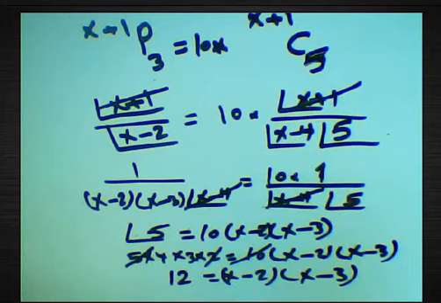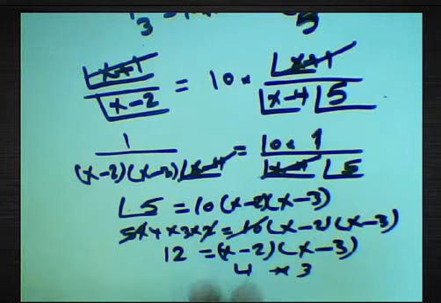then x will be equal what? Equal right here 3 times 4 equals 12. Then x minus 2 equals 4, so x will be equal 6.